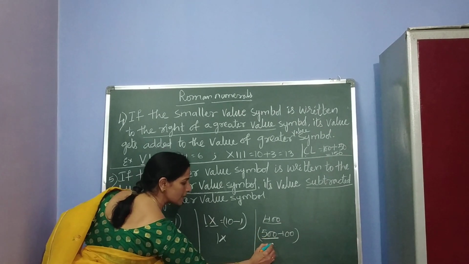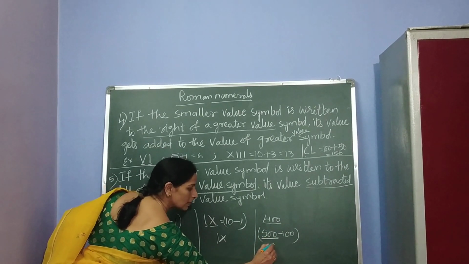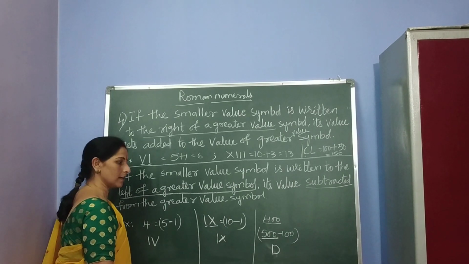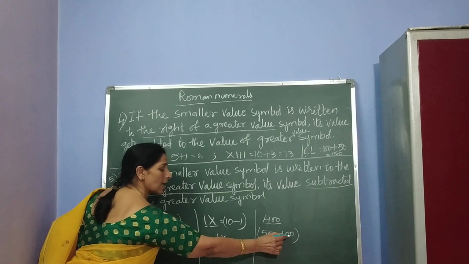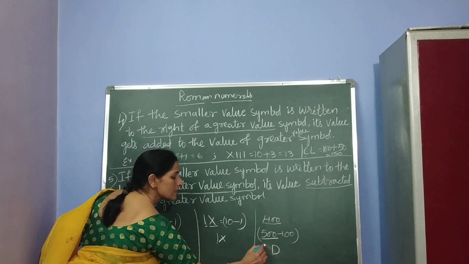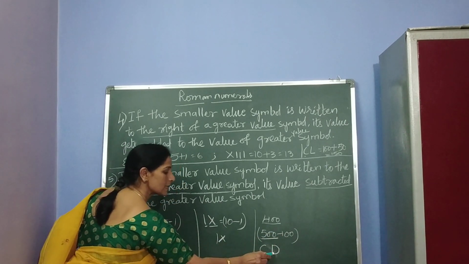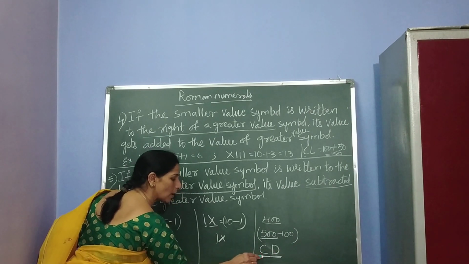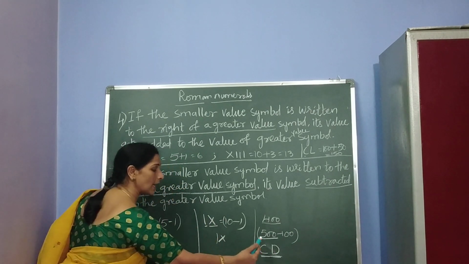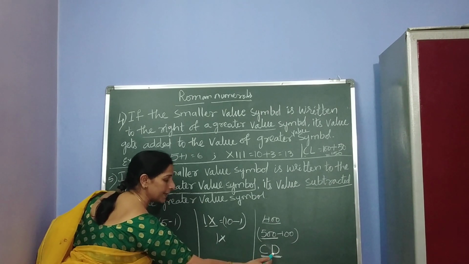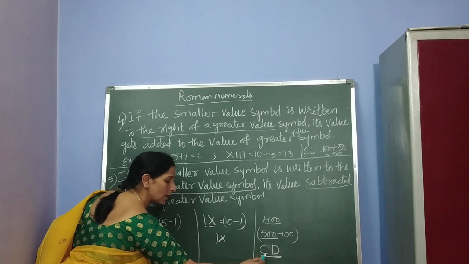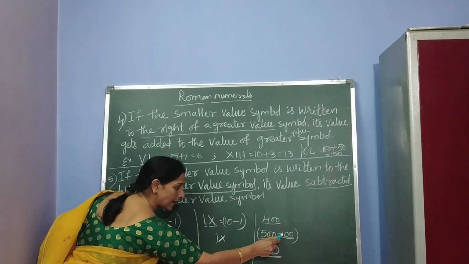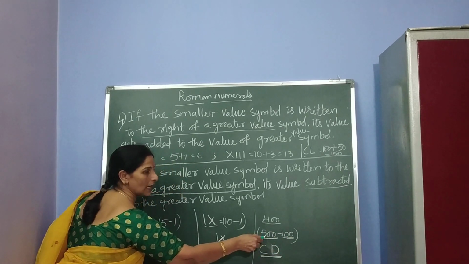500 value is D. 100 value is, 100 symbol is C. This is the greater, it has greater value, it has smaller value. When the smaller value is written to the left of the greater value, this smaller value symbol will be subtracted from the greater value.